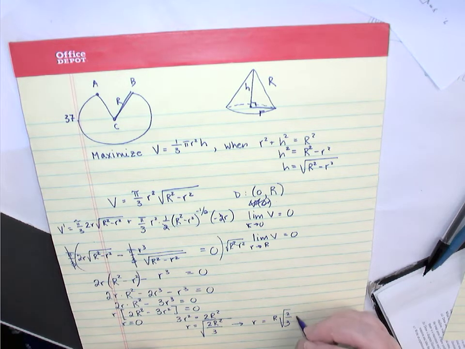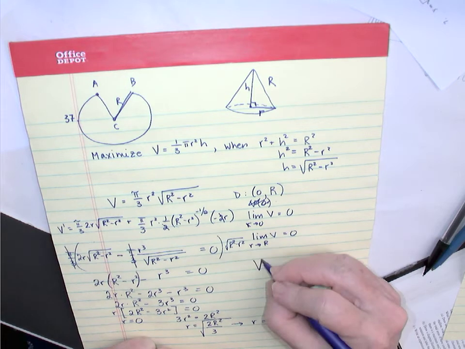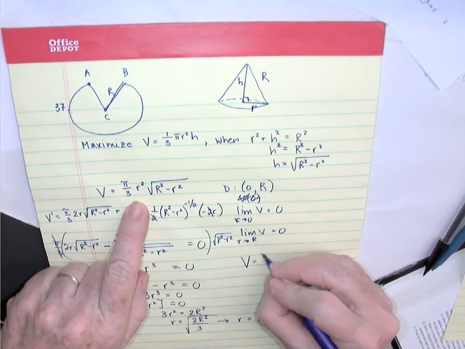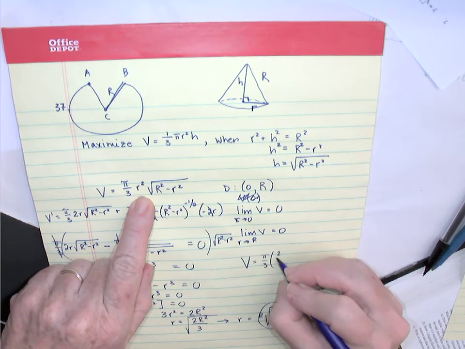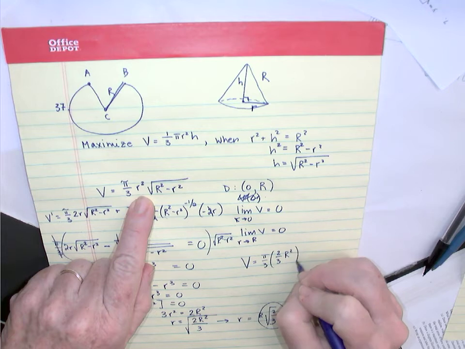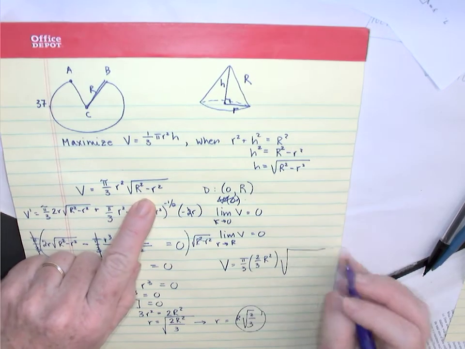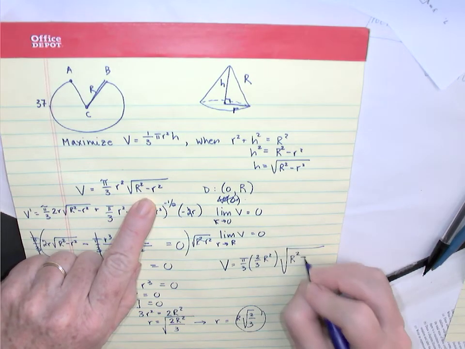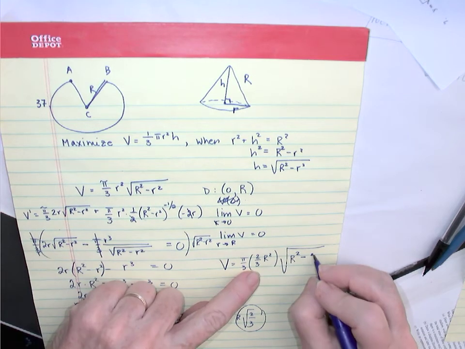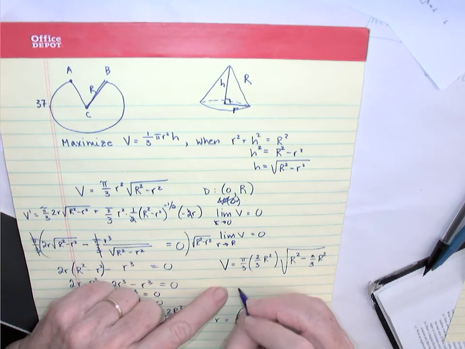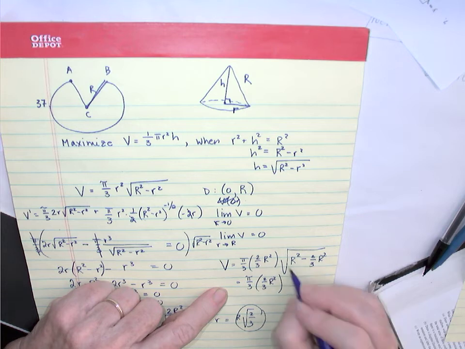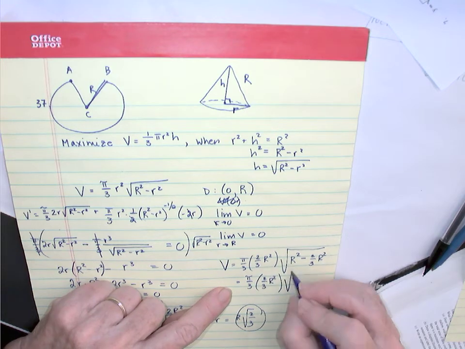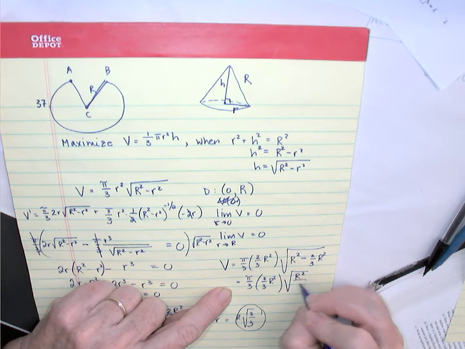And now all I need to do is plug this into my volume function. So that's going to give me pi over 3. I'm going to have this thing squared, which is 2/3 R squared. And then I'm going to take the square root of R squared minus, again, this thing squared. So that's going to give me pi over 3, 2/3 R squared. This is going to give me the square root of R squared over 3.